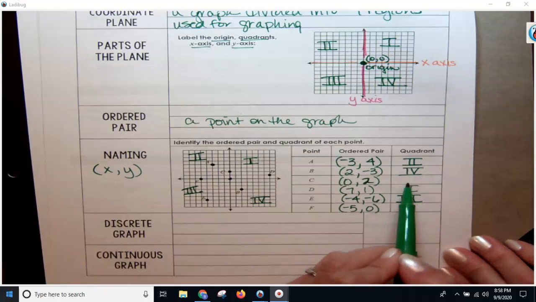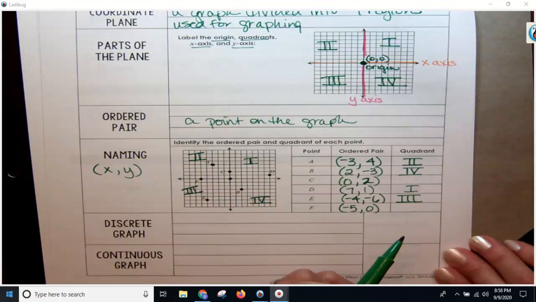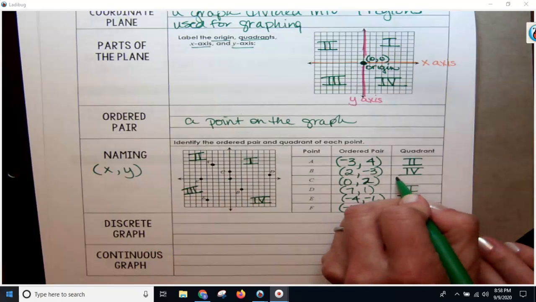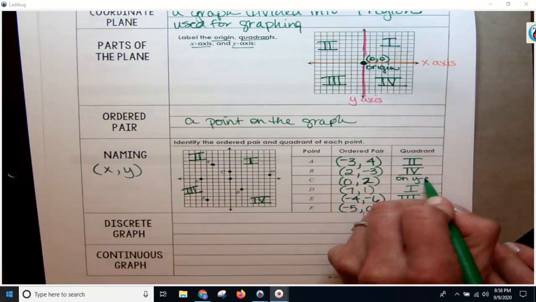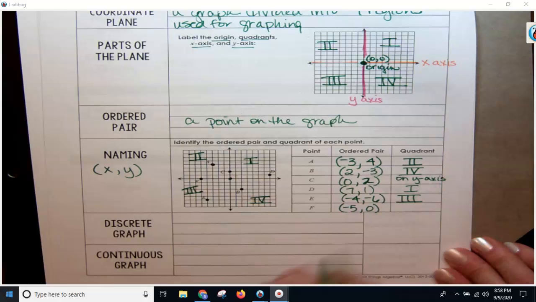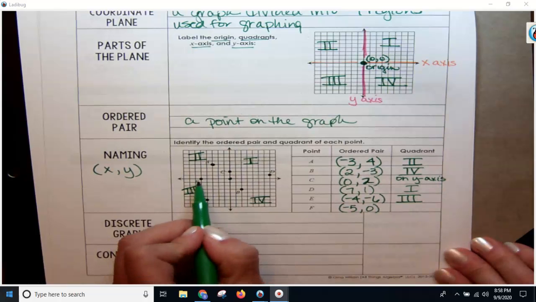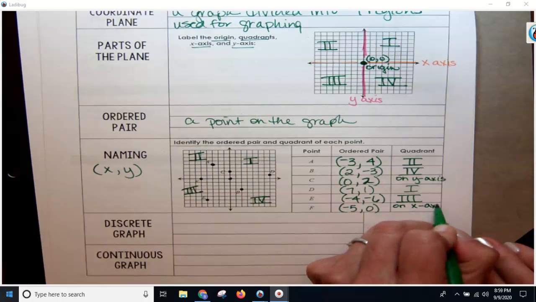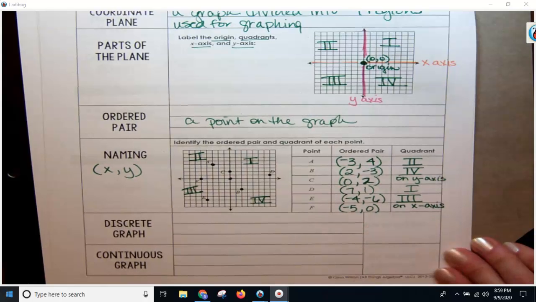Now I left these blank, and why did I leave those blank? It's that they are actually not in a quadrant. C is right here, and that is on the y-axis. So it's actually not in a quadrant, just like F is on the x-axis. So it is, again, not in a quadrant. All right, moving on.